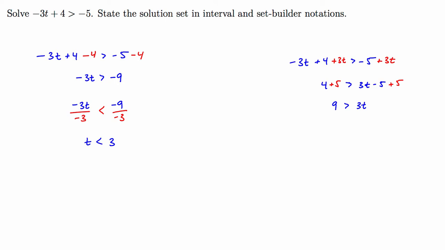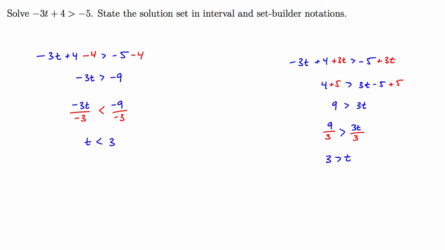As a final step for solving, we need to again eliminate the coefficient on the variable. We are currently multiplying our t by 3, so to cancel that out, we need to divide both sides by 3. Because we are dividing by a positive 3, the inequality will not change. It'll stay a greater than symbol. Simplifying the left side, 9 divided by 3 is 3. On the right, 3t divided by 3 is t. And we're left with the statement 3 is greater than t.